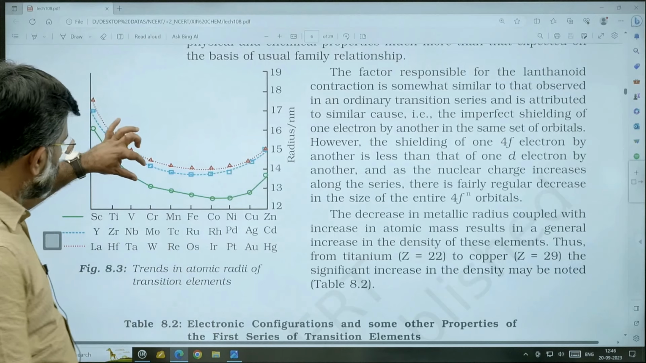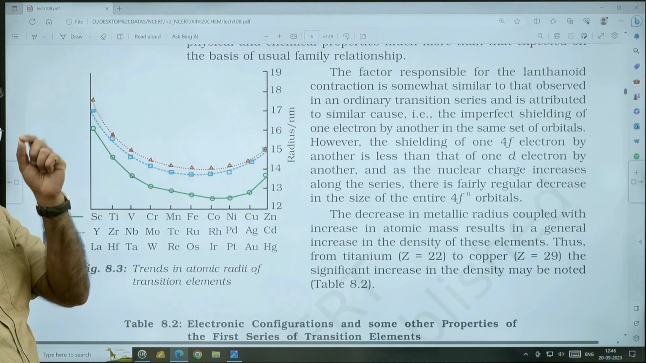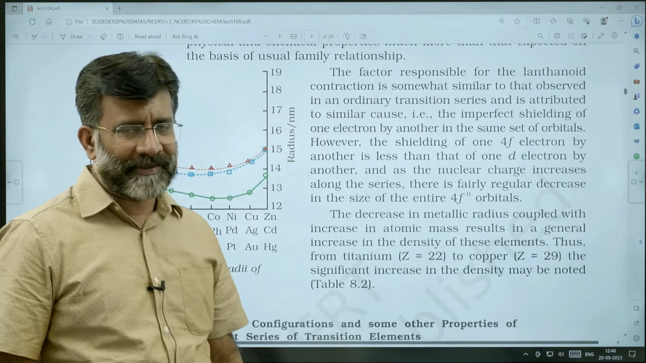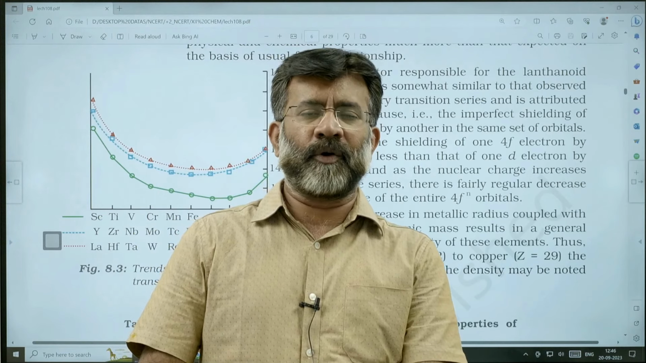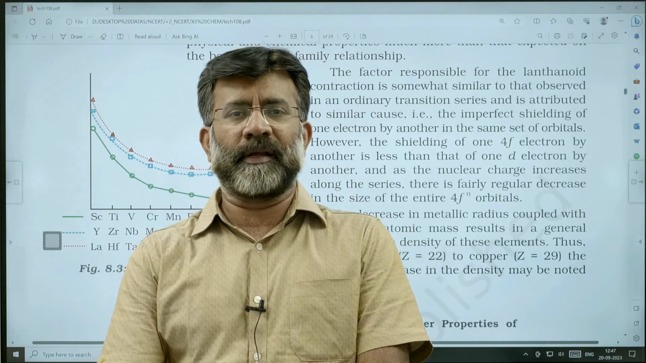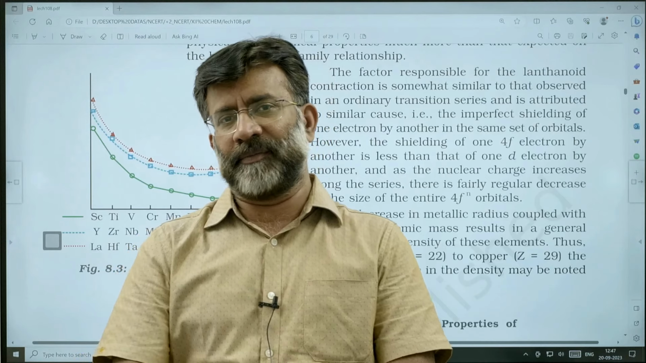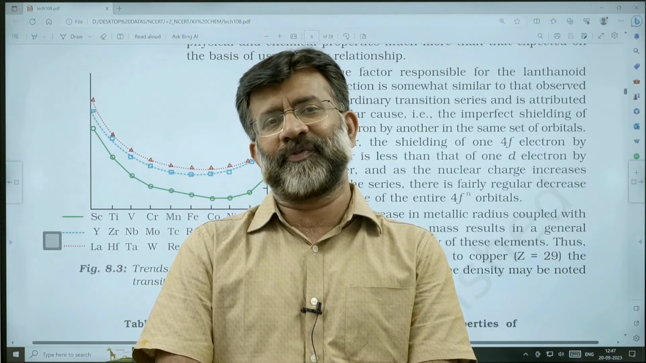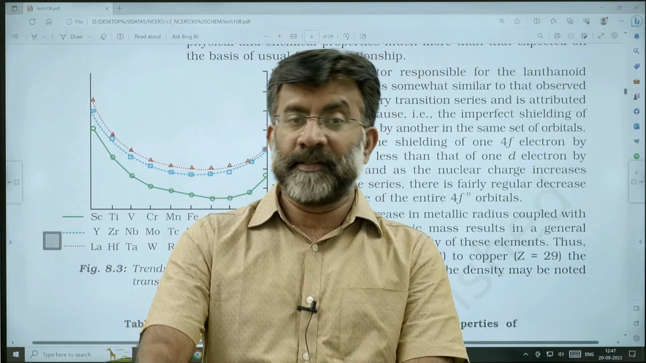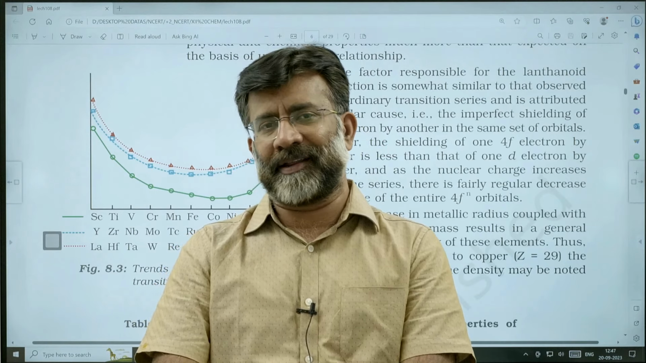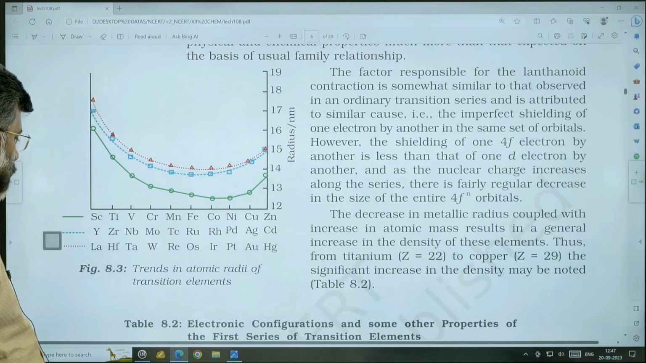You can see first series, second series, there is a good difference. But between the second and third series, the difference is very low. Hope you understand. It is a consequence of the very popular phenomenon, lanthanoid contraction. So due to lanthanoid contraction, between the 3d and 4d series there is a good difference in atomic size. But the 4d and 5d series of elements are very close to each other. This is an important consequence of lanthanoid contraction. That's about size.